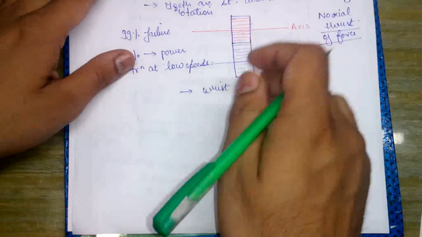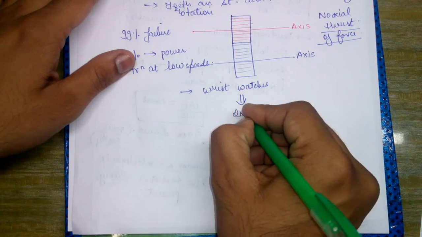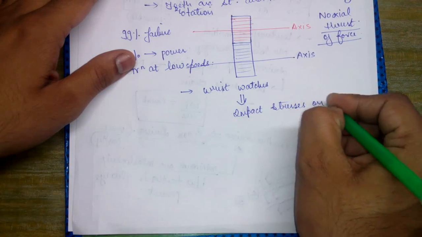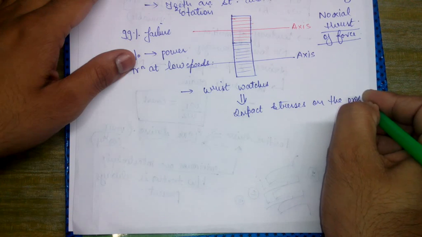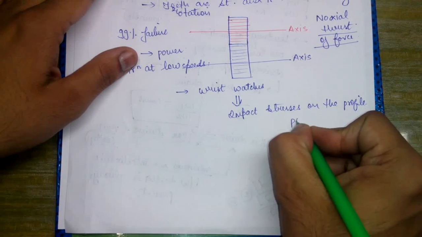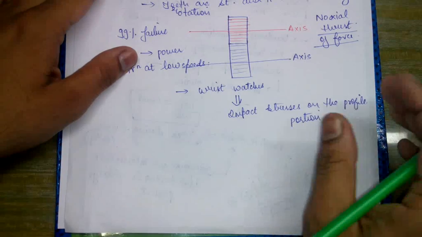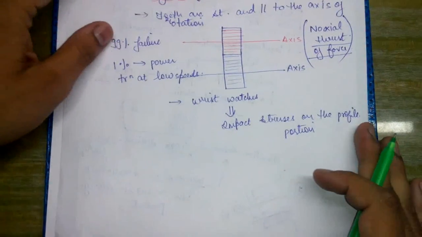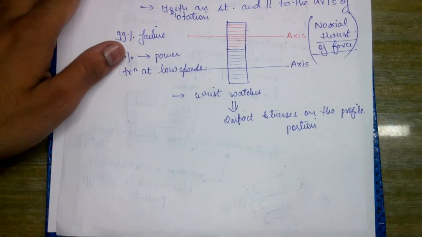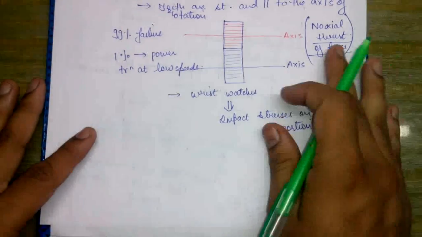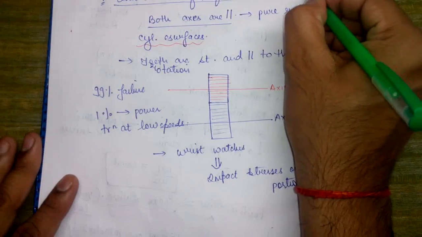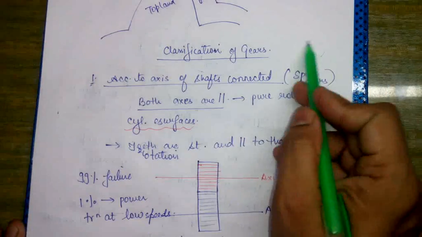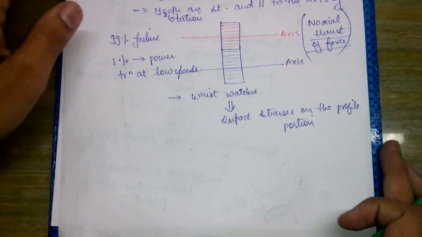Because of this we had one more disadvantage: impact stresses on the profile portion. So the disadvantages were many; the advantage was that it had no axial thrust. Now the second type of gear that we are going to discuss: such types of gears were known as spur gears. We need to remember where their main application will be.